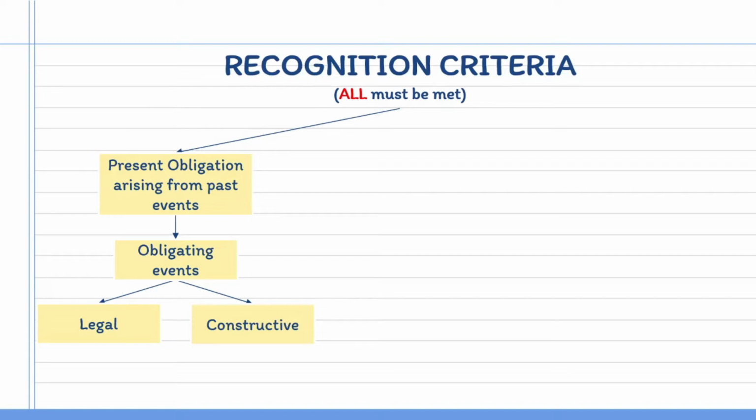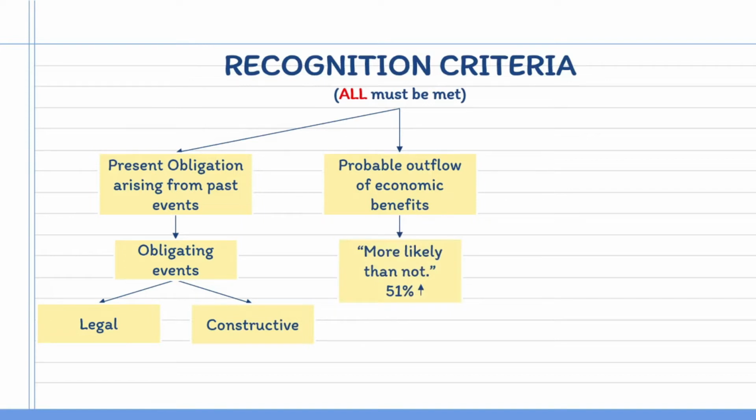Next criteria. There must be a probable outflow of economic benefits. Let's put emphasis dun sa word na probable. Probable means more likely than not. Ibig sabihin, kailangan may 51% pataas na chance of occurrence. And yung last criteria na kailangan din ma-meet is that the amount of the obligation can be reliably estimated. So dapat na-estimate mo yung obligation mo reliably.